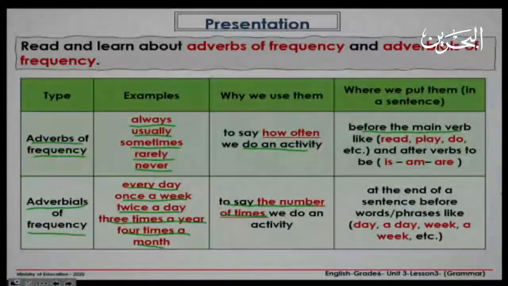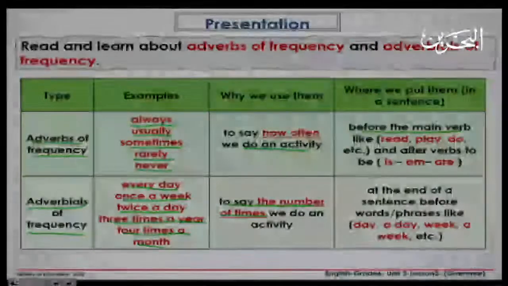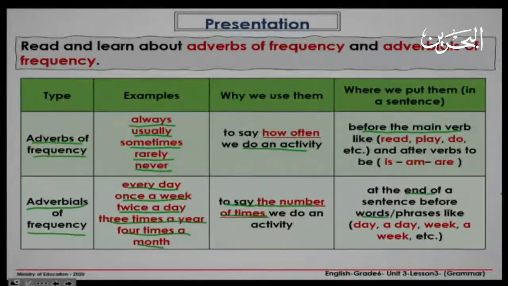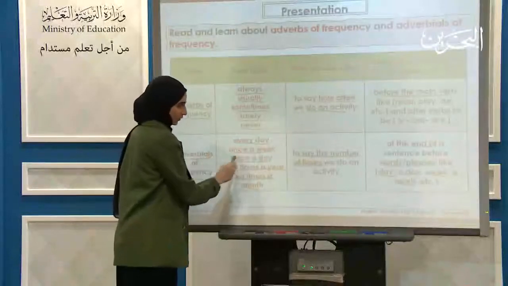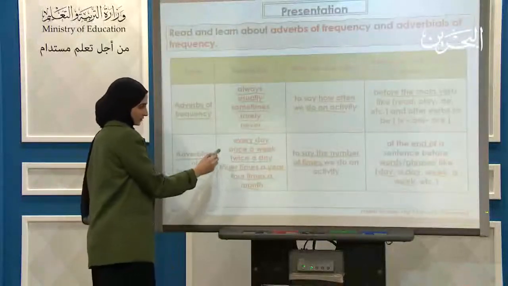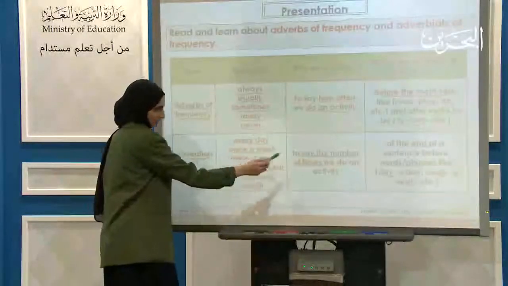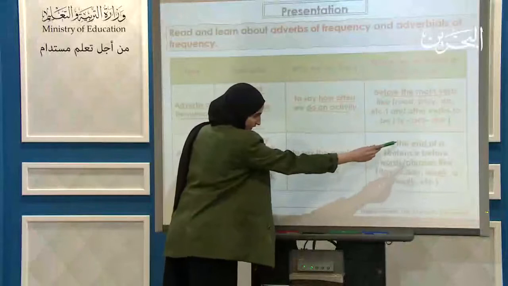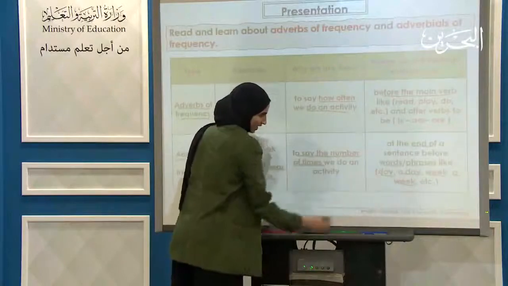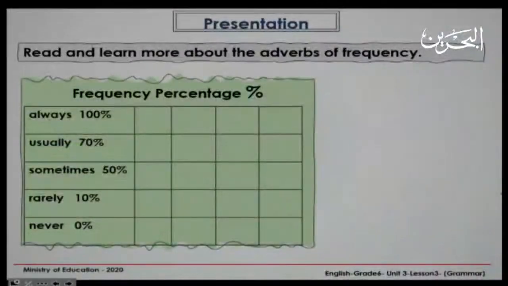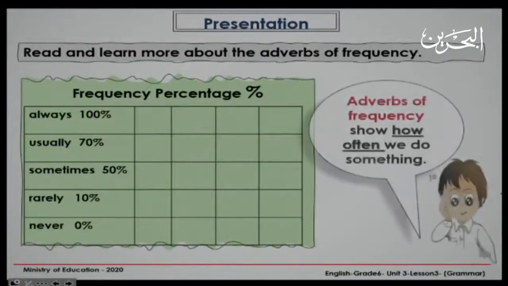We use them to say the number of times we do an activity. So where do we put them in a sentence? We put them at the end of a sentence before words or phrases like day, a day, week, a week. Let's have an example. You can say, I visit my grandma every day. Or you can say, he plays football once a week. So we use it at the end of the sentence before the phrases like day, a day, week, and a week.